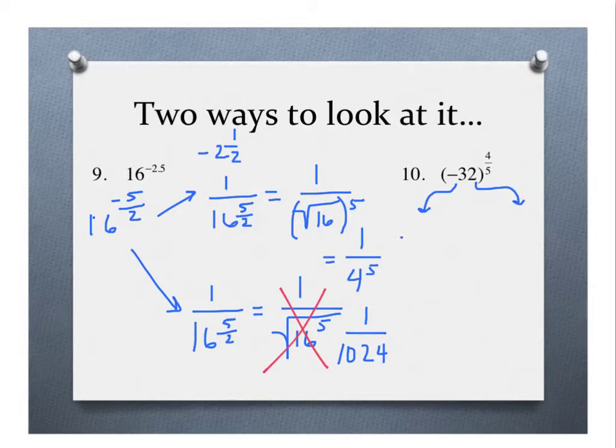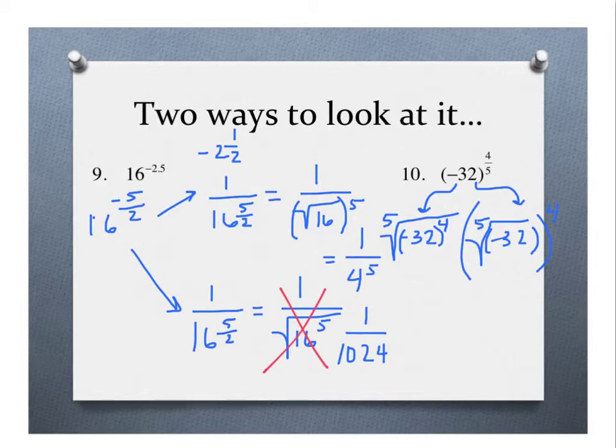So it's either going to be negative 32, and we're going to have that to the 4th power, and then the 5th root of that, or it's going to be, let's put parentheses around that, negative 32 in the 5th root, and then that raised to the 4th power. Which one do you think is going to be easier?